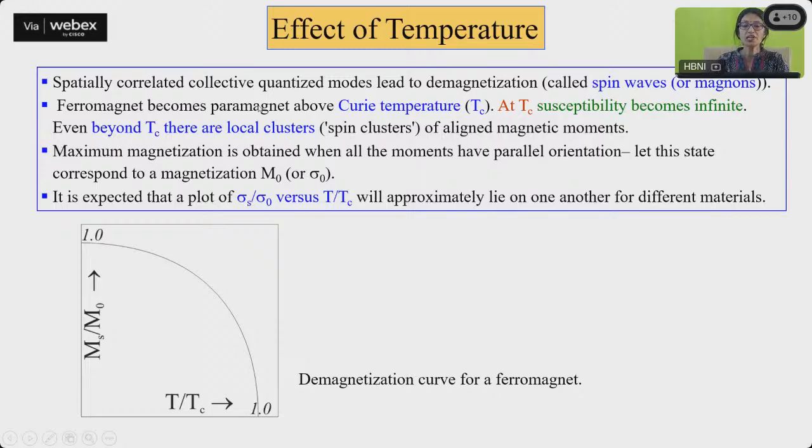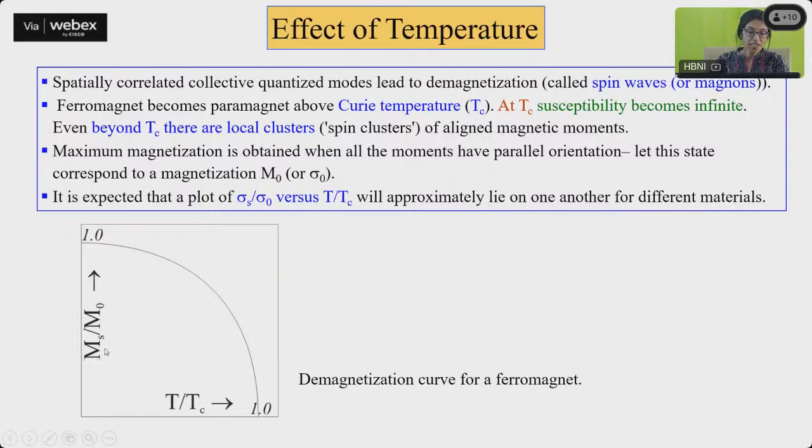So what is going to be the effect of temperature? Spatially correlated collective quantized modes lead to demagnetization, called spin waves or magnons. A ferromagnet becomes a paramagnet above the Curie temperature. So at Tc, what is happening? Your susceptibility is becoming infinite. Even beyond Tc, sometimes you will find local clusters present, which are known as spin clusters of aligned magnetic moments. Maximum magnetization is obtained when all the moments have parallel orientation, and this state corresponds to a magnetization M0 or sigma 0.